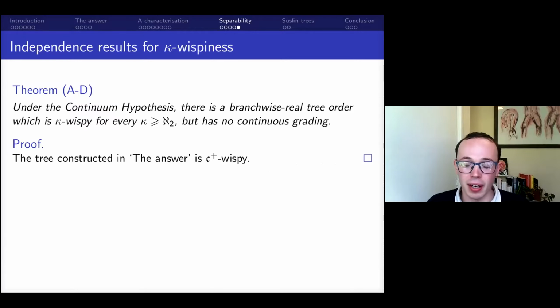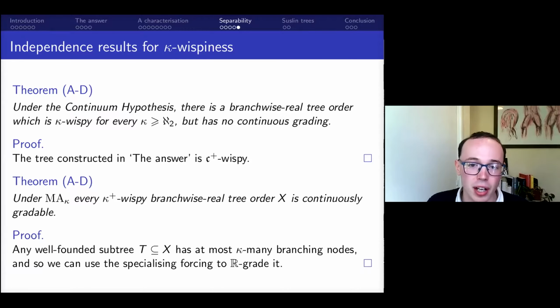It's not hard to see that it has continuum many branching nodes and continuum many twigs. Thus, under the continuum hypothesis in particular, there is a branchwise-real tree order which is kappa wispy for every kappa of size at least ℵ2, and which has no continuous grading. Because if we take this tree, then under the continuum hypothesis, it's ℵ2 wispy, and so it's also kappa wispy for every kappa greater than or equal to ℵ2.